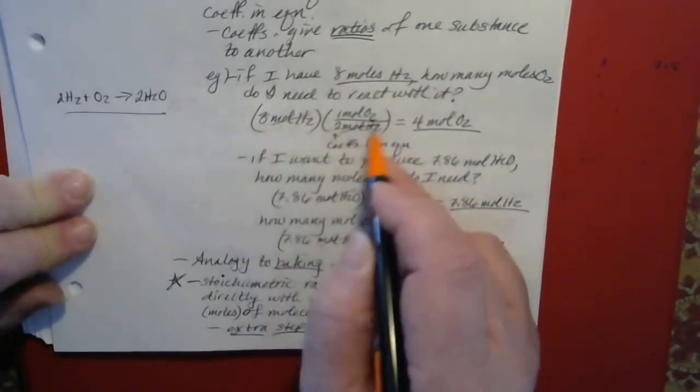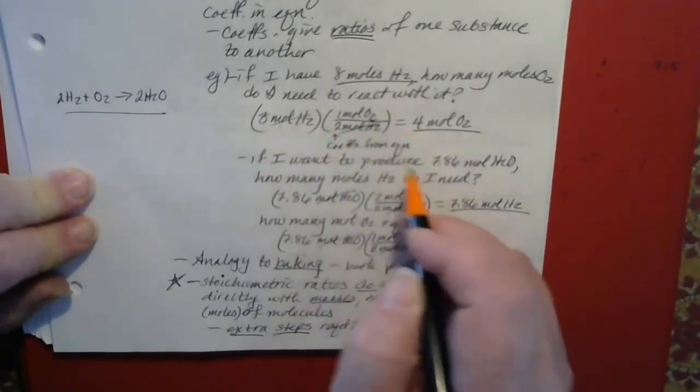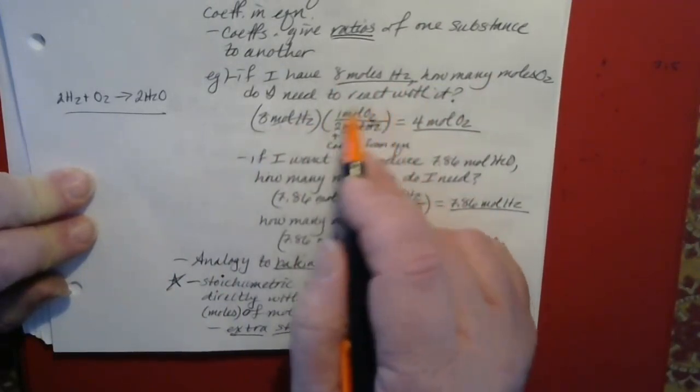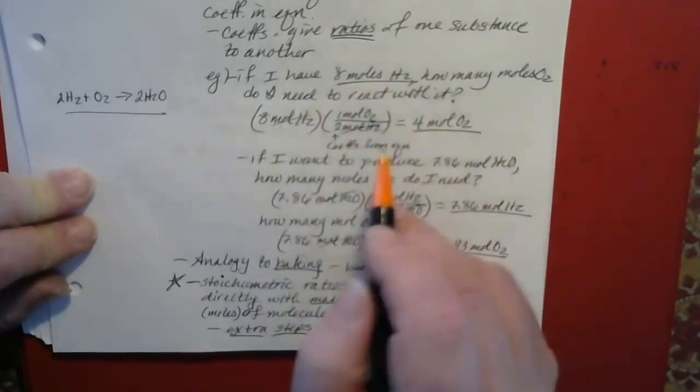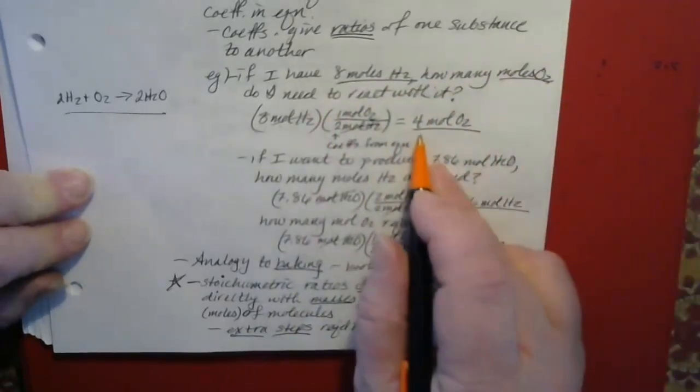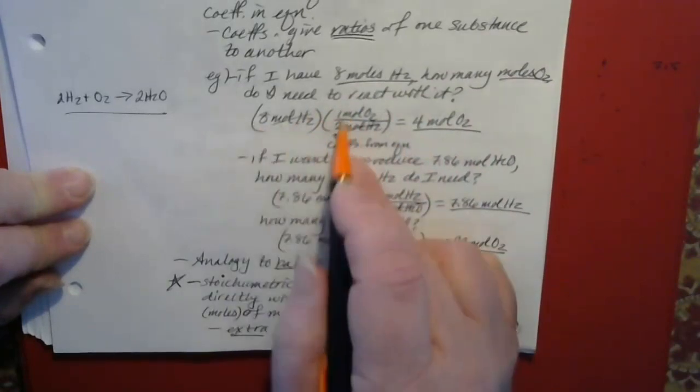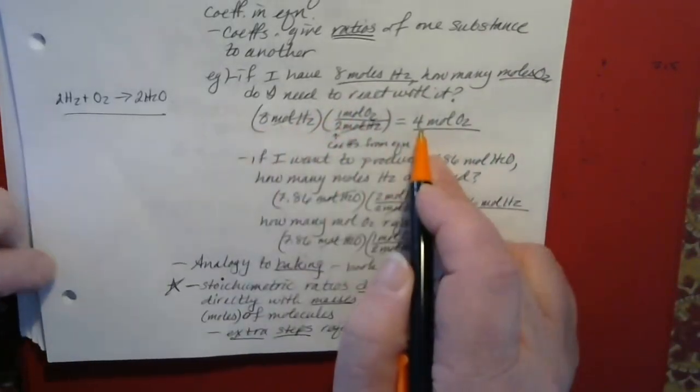And notice how the units cancel out. Moles of hydrogen cancel with moles of hydrogen, and the unit left over would be moles of oxygen, which is what you're looking for. And the number would be 8 times 1 divided by 2, which is 4.